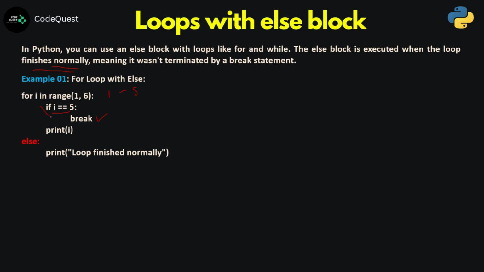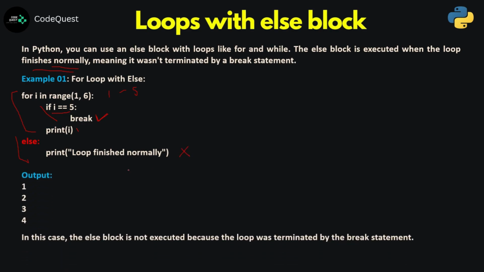Before this break executes, obviously I'll get 1, 2, 3, 4 printed, and finally I could say that this for loop ended because of the break. And because break is effective here, the else block we have written for this for loop is not going to execute. So my output will be what?